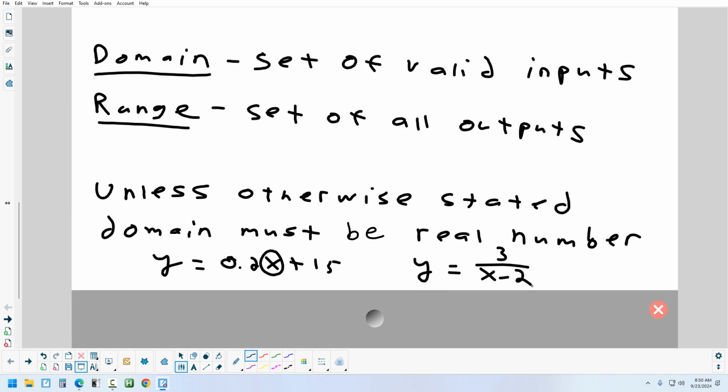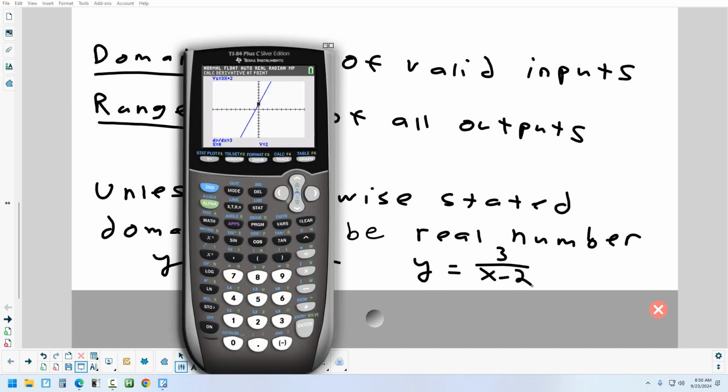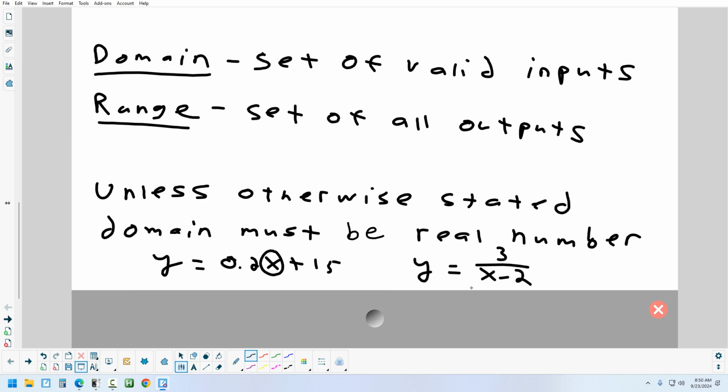Yep. 2. Yeah, why can't you plug in 2? Because 2 minus 2 is 0. Right. If you try to plug in 2 into the bottom, you get 2 minus 2 is 0. And then if you try doing 3 divided by 0, it says you can't divide by 0. So the domain in this problem would be anything you want for x except the number 2. You can't fill in a 2 because in math you are not allowed to divide by 0.